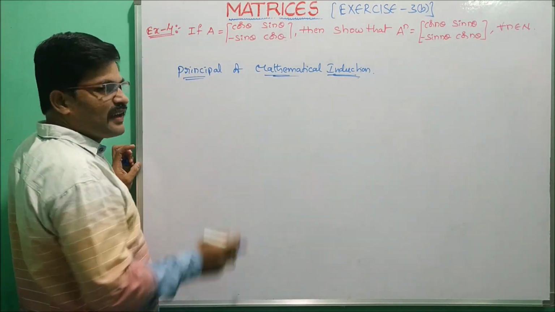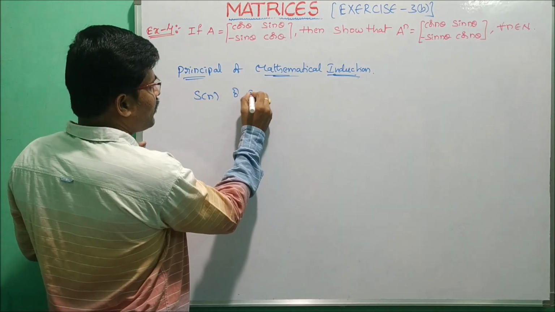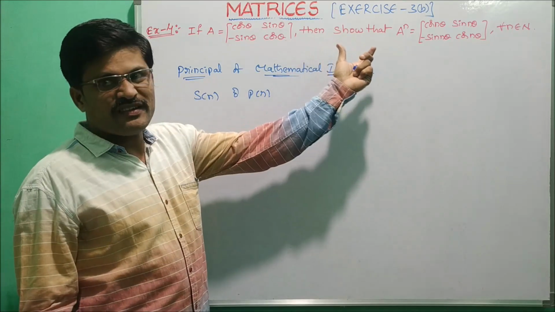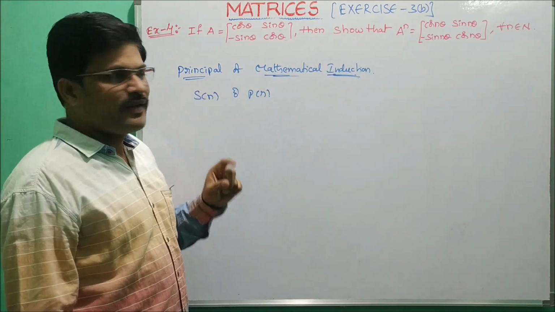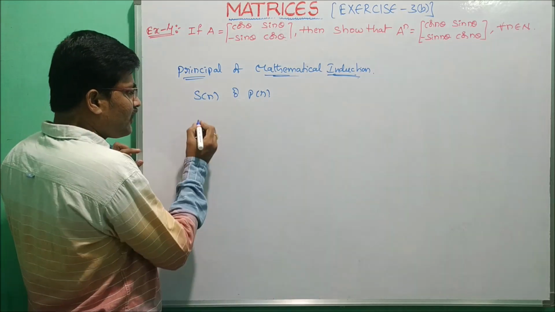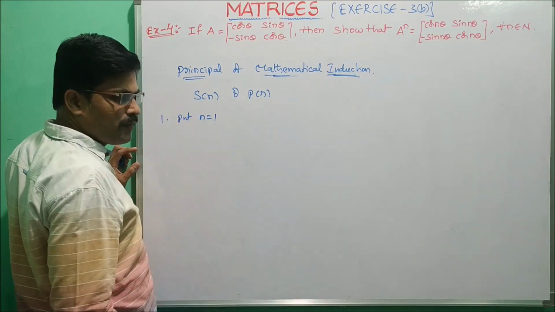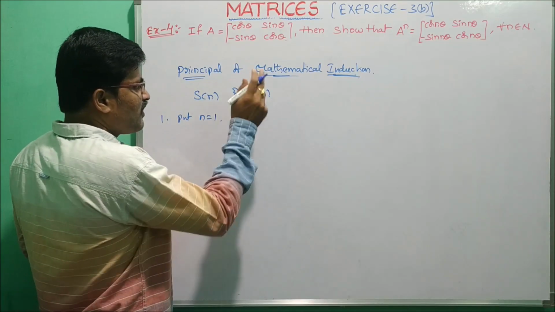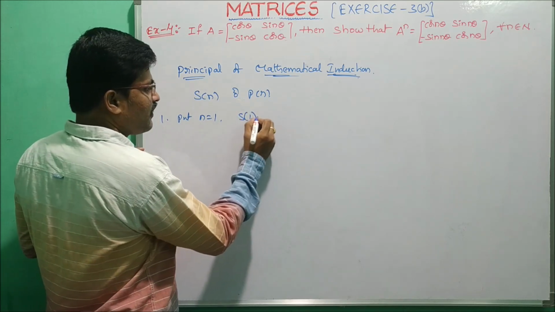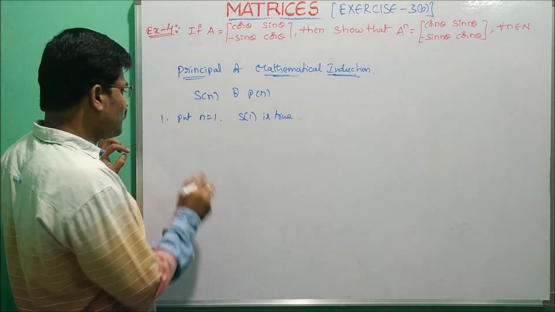First of all, in that principle, let us consider the given statement, suppose S of n or P of n. Now we have to observe: put n equals to 1. This is the first step. Put n equals to 1 in the given statement; the statement is true for n equals to 1, that is, S of 1 is true. This is the first step condition.